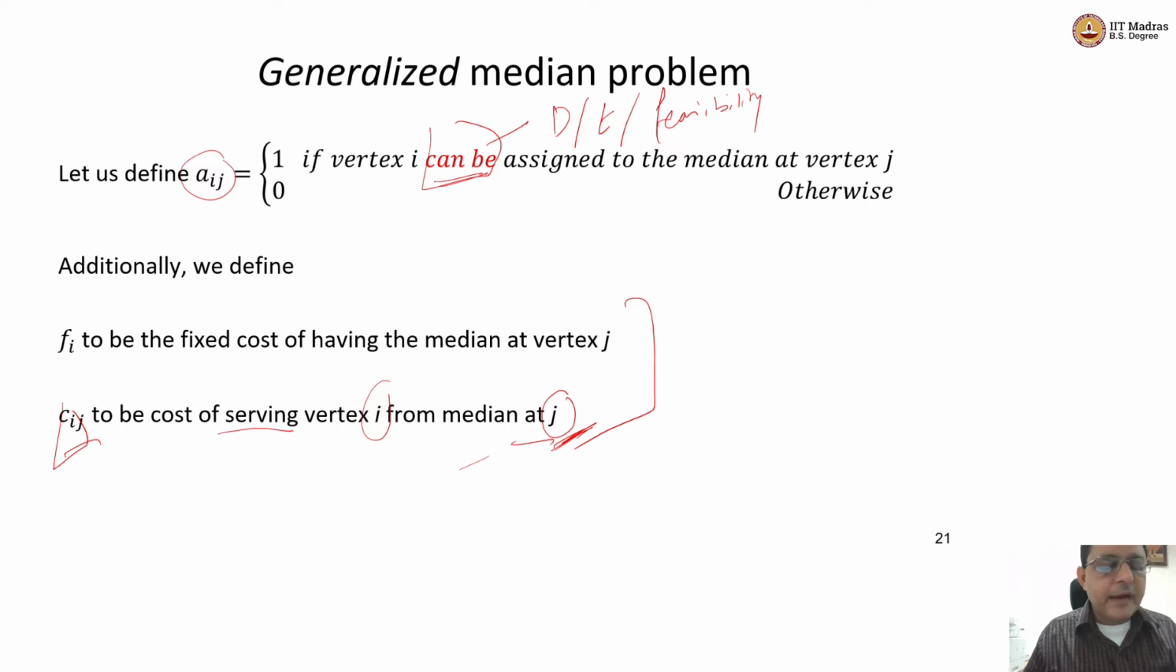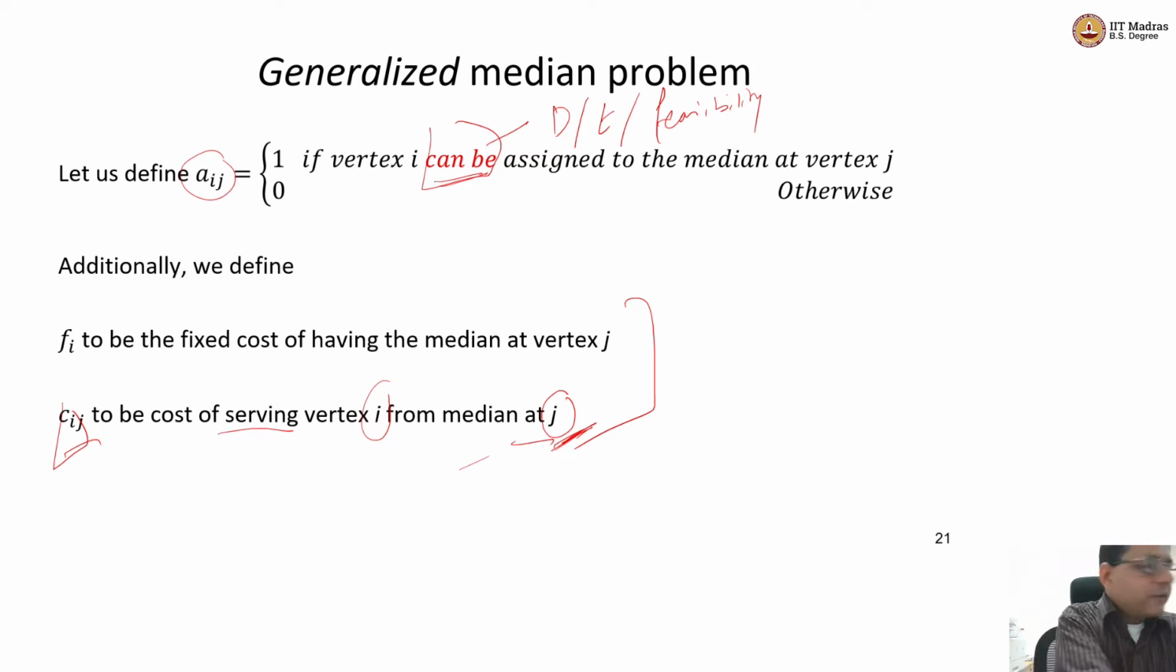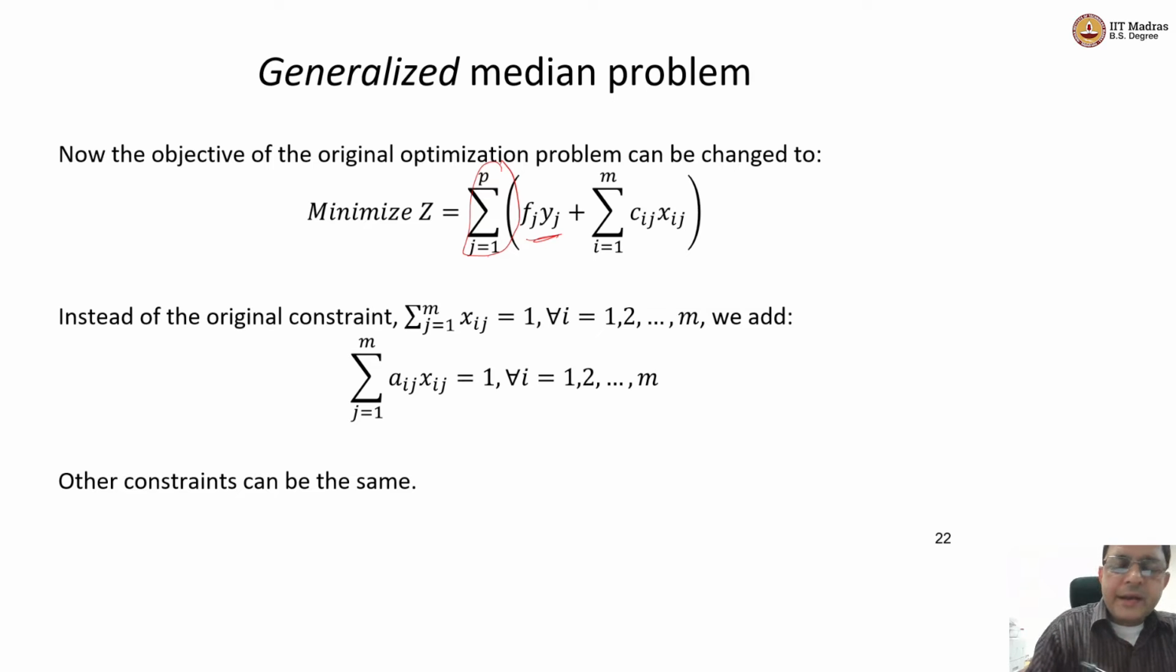Using these fi and cij, let us modify our objective function. Now let us say that the objective function is minimization of the total cost. So I have P facilities, so summation of all the P facilities' cost. Fj Yj is the fixed cost of having the facility at j. Yj indicates whether there is a facility at j, and fj is the cost of having the facility at j.